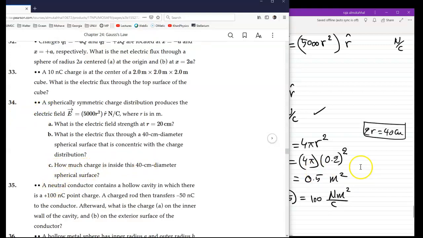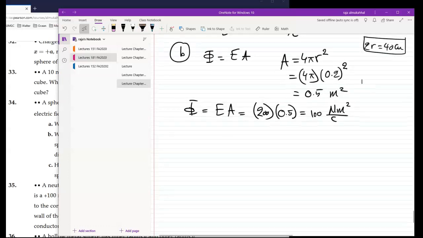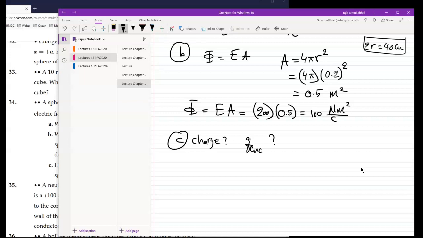Okay, how much charge? Well, how do you do that? How do we get the charge? He said, how much charge inside? So he wants that. How do we do it? Well, what is the flux? The flux is EA, right? Which is what we got just now. Well, what does the flux equal to? Remember, here is Gauss's law. Go back to Gauss's law.